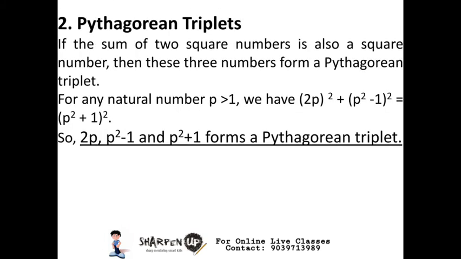Pythagorean triplet. If the sum of two square numbers is also a square number, then these three numbers form a Pythagorean triplet. For any natural number p which is greater than 1, we have (2p) square plus (p square minus 1) whole square is equal to (p square plus 1) whole square. So this is our pattern.